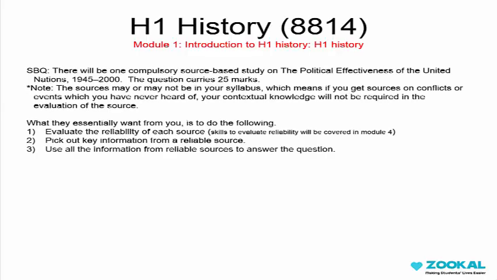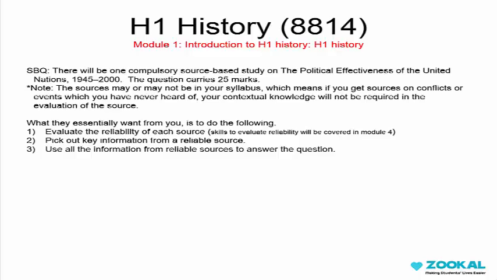Okay, so for the SBQ, there will be 1 compulsory source-based study on the political effectiveness of the UN from 1945 to 2000. This question carries 25 marks. The sources may or may not be in your syllabus. This is because you take H1 history. If you take H2 history, the chances of the sources being something that you have learned before is a lot higher. So if you're taking H1 history, don't worry if you get sources on conflicts or events which you have never heard of before, because this means that your contextual knowledge will not be required in the evaluation of the source.